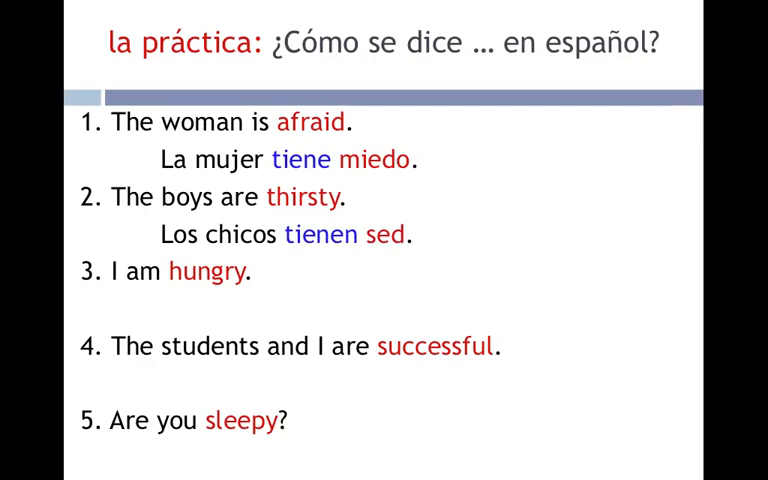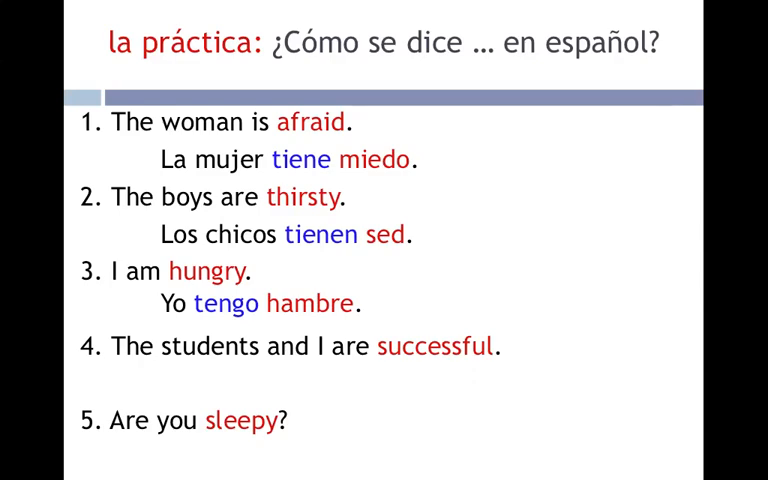¿Cómo se dice the boys are thirsty? Los chicos or los muchachos tienen sed. ¿Cómo se dice I am hungry? Yo tengo hambre. Perfectly fine to say tengo hambre. You know exactly which subject pronoun you're talking about. Only one goes with the form tengo, which is yo.